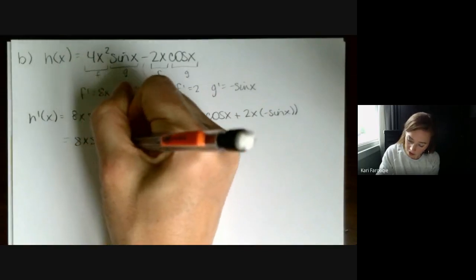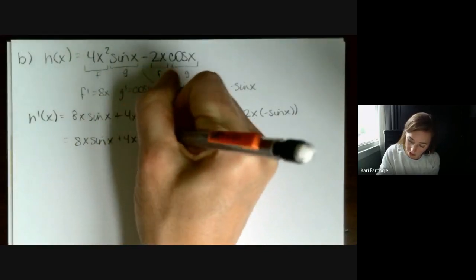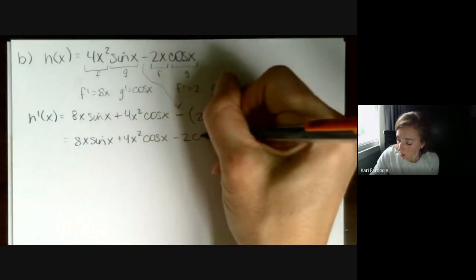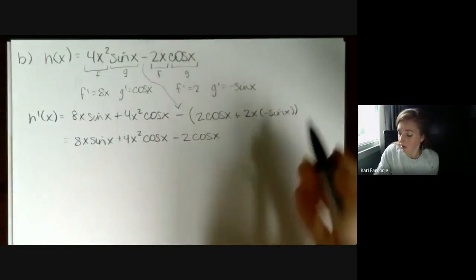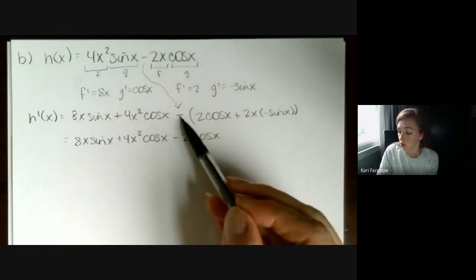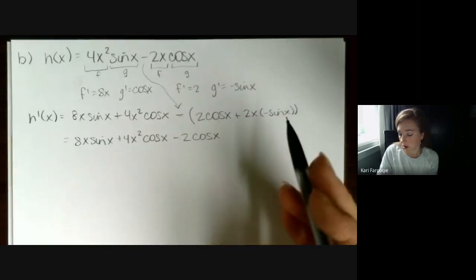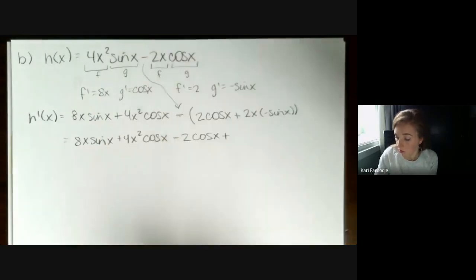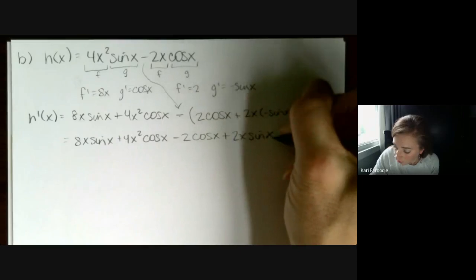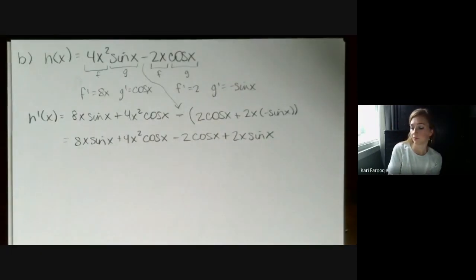So the 8x sine x can stay right where it is, and the 4x squared cosine x can stay. So we'll have minus 2 cosine x, and then be careful because this last term is actually negative. So when you distribute the minus sign into the negative, you're actually going to get a positive term there. So we'll have a positive 2x sine x.